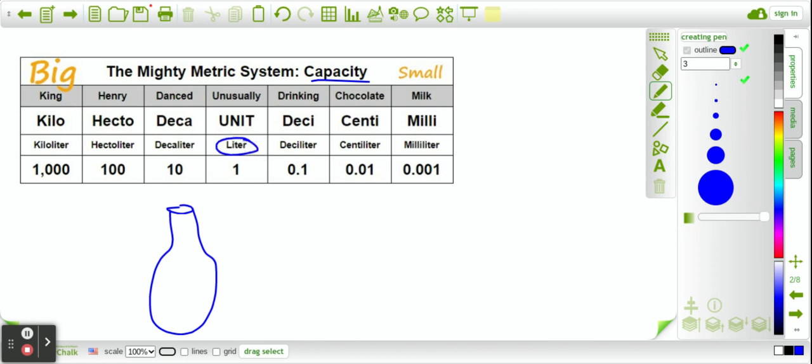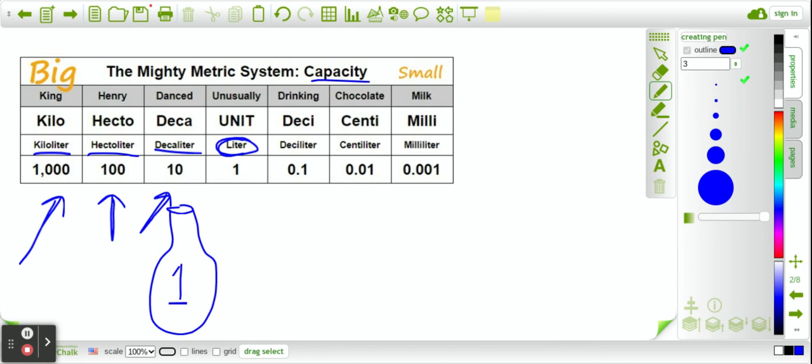So, the metric system has kiloliters, which means that there is 1,000 liters in a kiloliter, a hectoliter, which is telling us that there's 100 liters in that unit, a dekaliter, which is 10 liters in that unit, and then we just have our liter, which would be just one friendly liter.